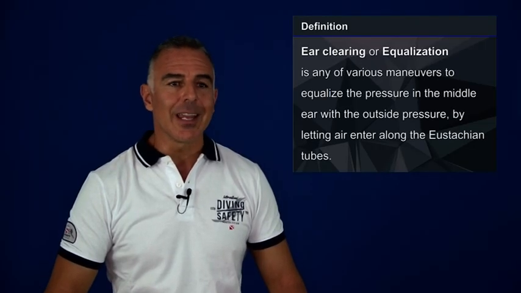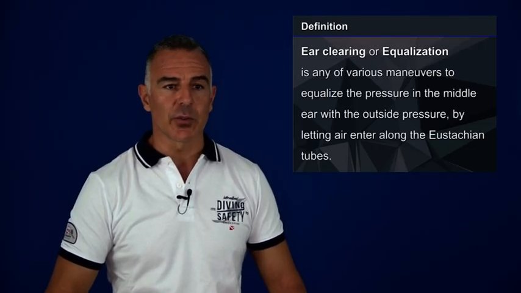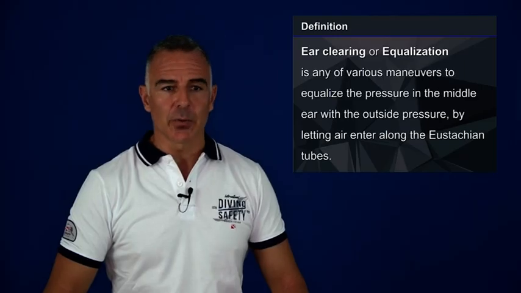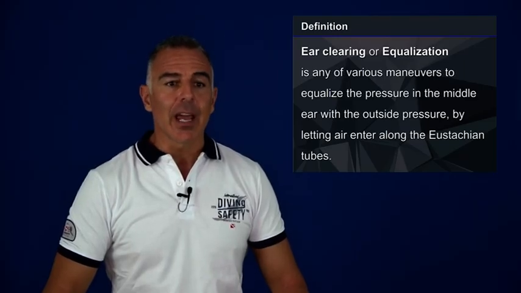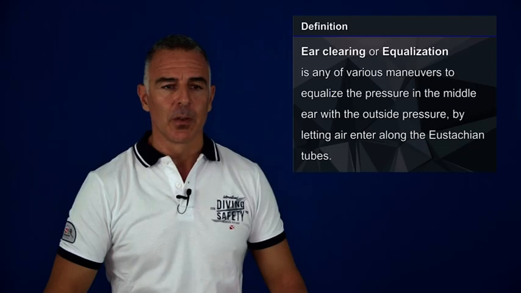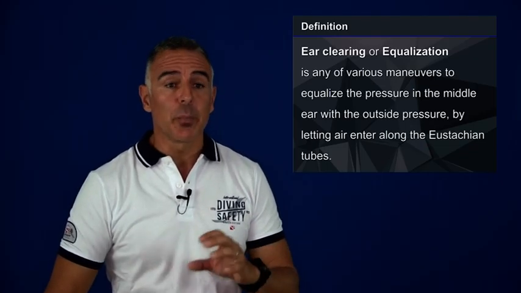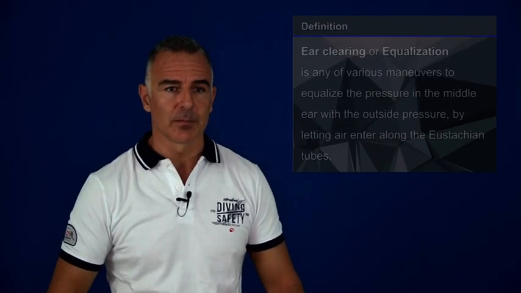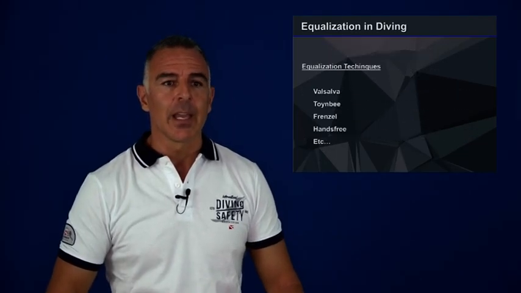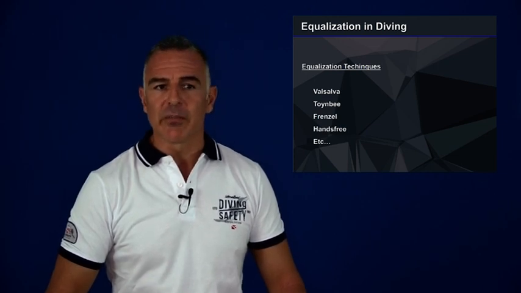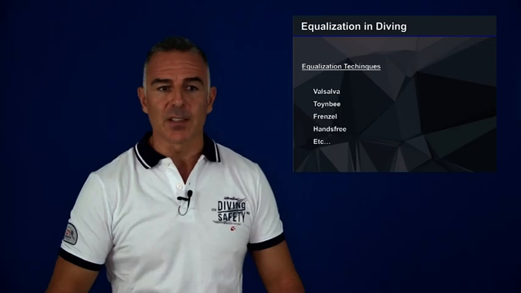Definition: air clearing or equalization is any of the various maneuvers to equalize the pressure in the middle ear with the outside pressure by letting air enter along the Eustachian tube. With this definition, we're just talking about how to open the tubes to let the air go in. In diving, we have only the equalization techniques. We can have Valsalva, we can have Toynbee, Frenzel, hands-free, etc.